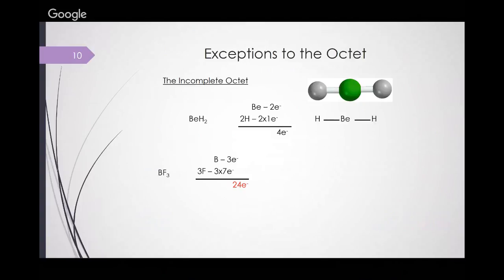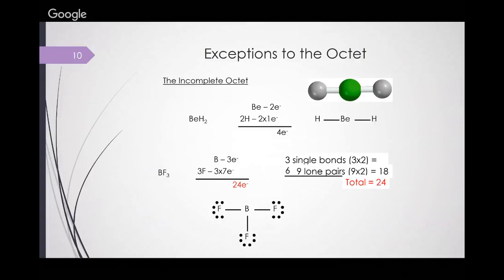Boron trifluoride. Boron is group 3, so it brings 3 electrons. Fluorine is group 7. 3 times 7 is 21, plus 3 gives us a total of 24. We see that boron is in the middle. It's less electronegative, and it's all by itself. Each fluorine atom has 8 total electrons. Boron, however, only has 6 electrons. But carbon, nitrogen, oxygen, fluorine are the atoms that have to have their 8.